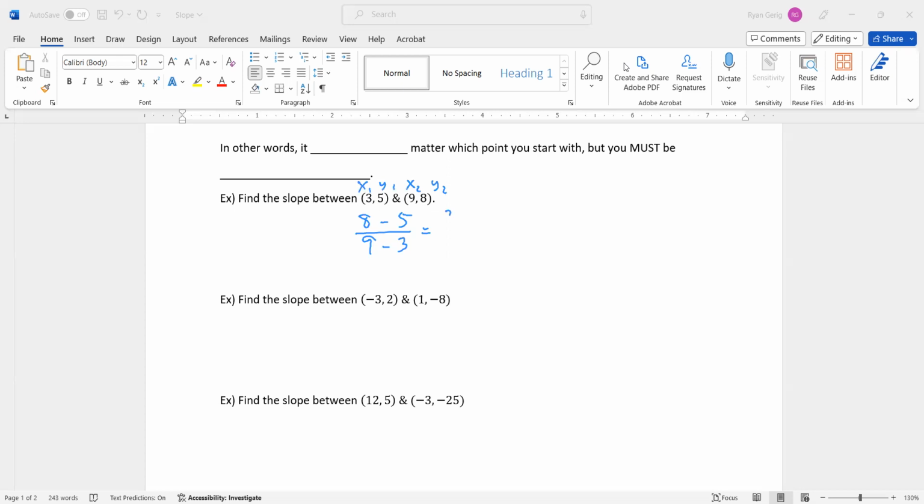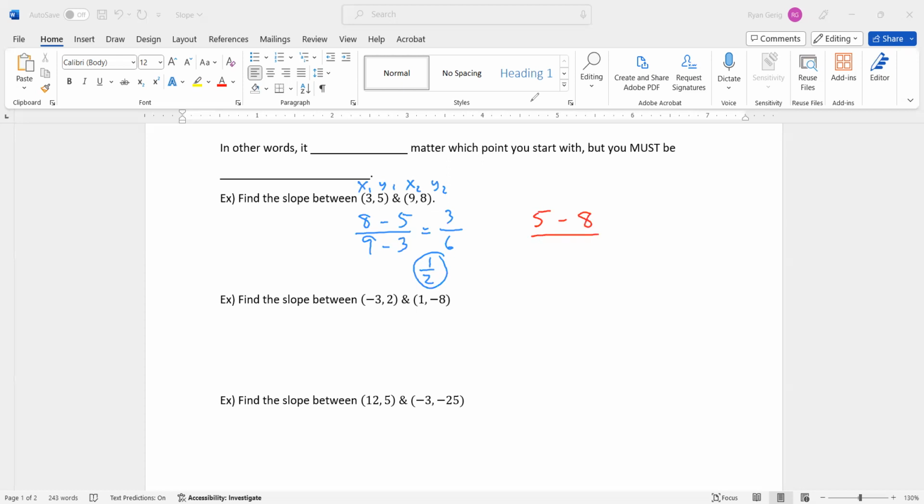8 minus 5 is 3. 9 minus 3 is 6. Reduce that, I get 1/2. So my slope on this first one is 1/2. But what happens if I would have started with y1? Well, y1 is 5. y2 is 8.